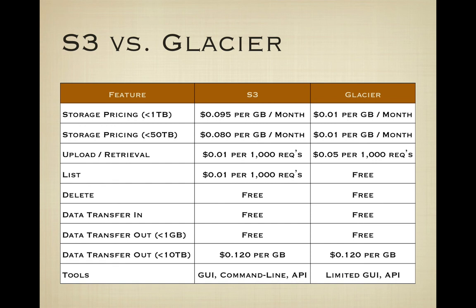Glacier, on the other hand, has a very limited GUI and limited API. So essentially with the GUI, all you can do is manage vaults. You cannot take an archive and move it in or out of the service. And the API is somewhat limited as well. It is only available currently for Java and .NET.